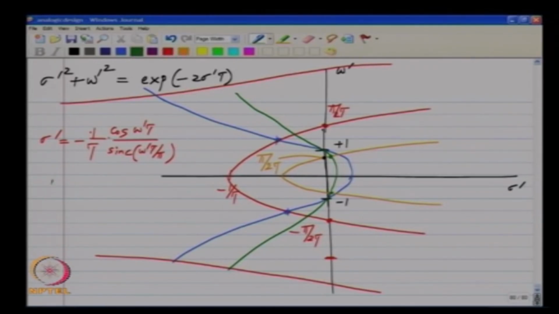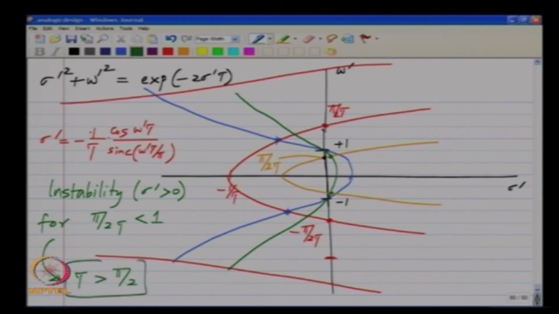So, we will get instability, which means some value of sigma prime more than 0, for pi by 2 tau less than 1. In other words, tau greater than pi by 2. Okay. So, that is what we have learned by plotting these two nonlinear equations on a single pair of axes and finding out the points of intersection.